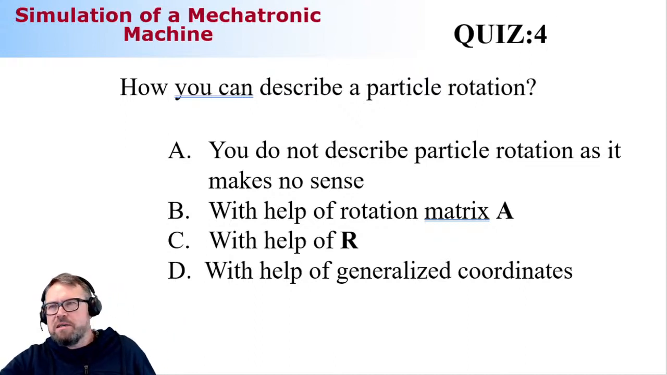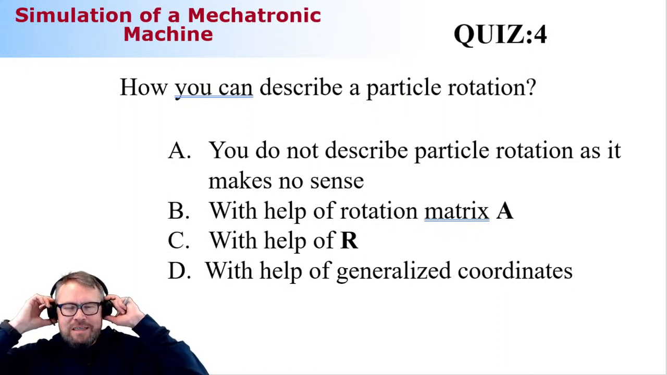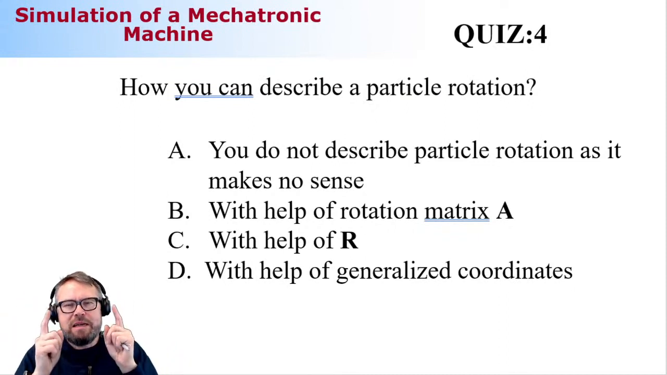So next one. Okay, so the game is on. How can you describe a particle rotation? You don't describe the particle rotation as it makes no sense. Or with the help of a rotation matrix, or with the help of vector r, or with the help of generalized coordinates. So how do you do it? I have to admit that the last one was a bit misleading, because you need to read the text carefully.